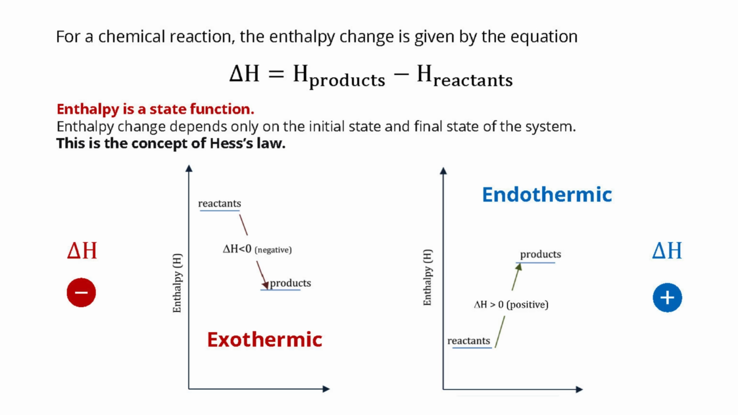And if ΔH is positive, then H products is greater than H reactants. The system had to gain enthalpy, absorbing heat from the surroundings to make the reaction happen. That's endothermic. Think melting ice or those instant cold packs that feel cold.